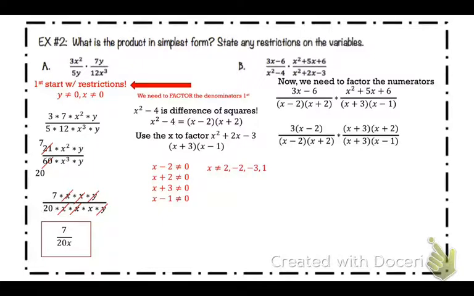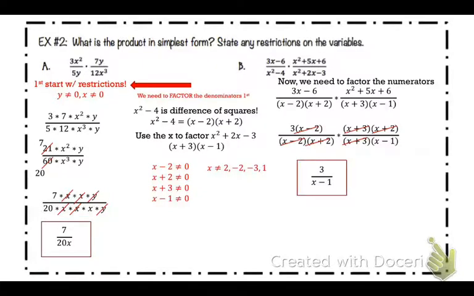Now let's go through and cancel things. So start with the one on the left. 3, there's no 3's on the bottom, so that can't cancel. x minus 2's, those can cancel. x plus 3's cancel. x plus 2's cancel. And you're left with 3 over x minus 1.